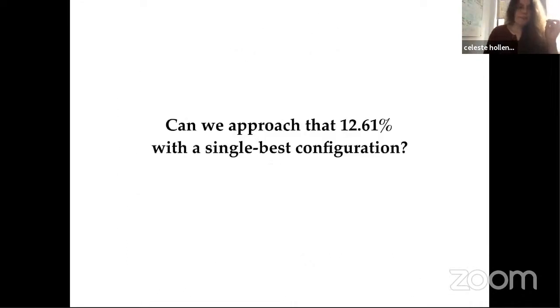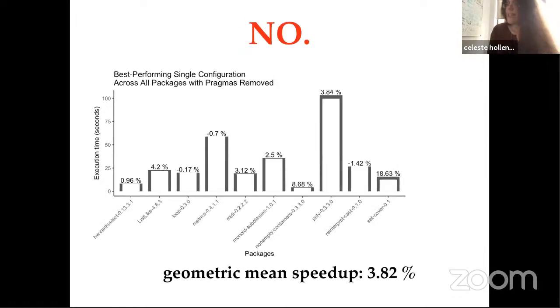All right, so the same question that you would ask at this point is, can we approach that 12.61% speed up with a single best configuration? To answer that question, we need to consider the data set that does not have pragmas in it, because we can't take those pragmas and suck them back up into GHC and then somehow apply that knowledge to other programs. We really just have to go by randomization alone, such that we can only modify GHC's numbers. So only looking at that data, the answer is no.